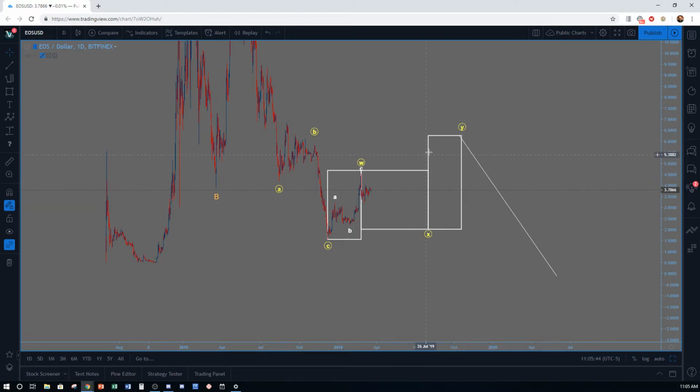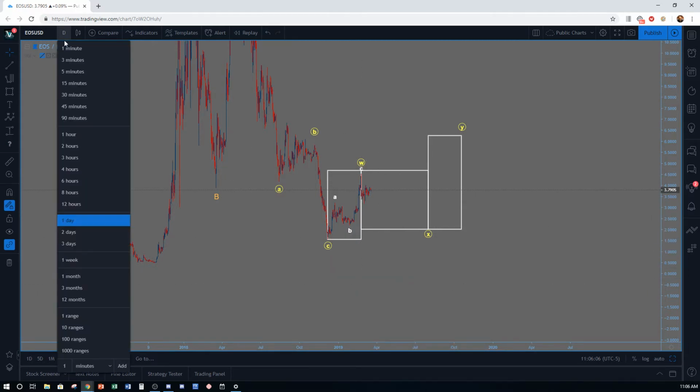This could also be all some sort of base. We could come back down. This could be our A, followed by a B for a base before an impulse begins. But I'm suggesting at least through July. Well, potentially. Let's get down on the lower time frames here.